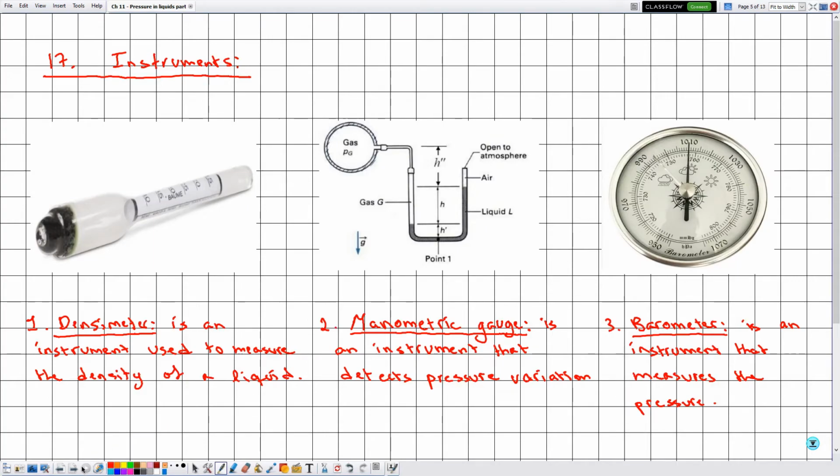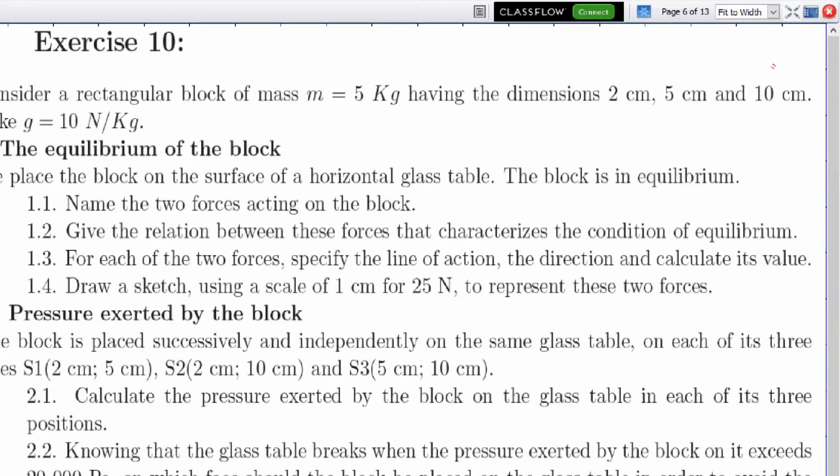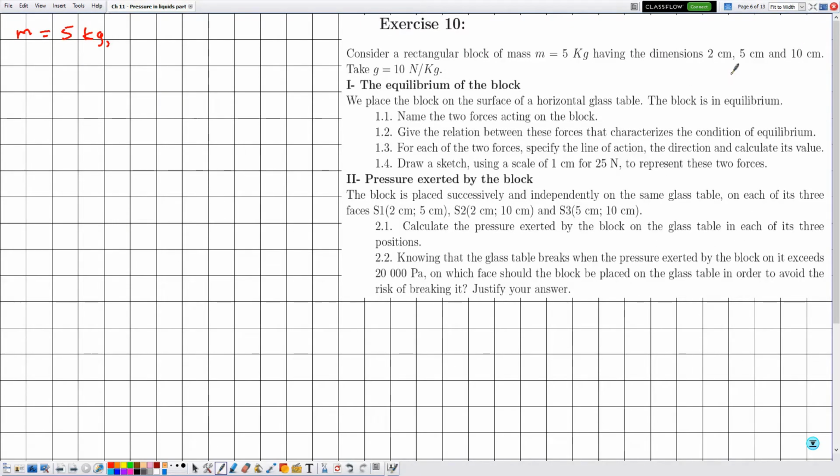And now let's move to the next section, which is an exercise. Okay, exercise number 10. Consider a rectangular block of mass m equal to 5 kilograms. So the mass is given in the SI. Having the dimensions 2 centimeters, 5 centimeters, 10 centimeters. Because it is a rectangular block, these dimensions allow us to calculate the volume or the three surface areas of this rectangular block.